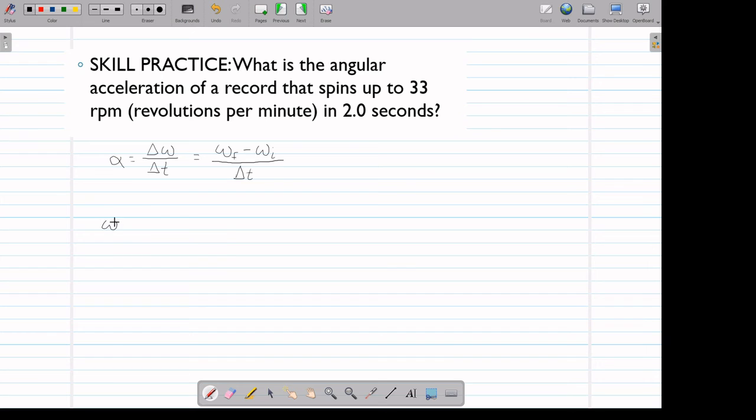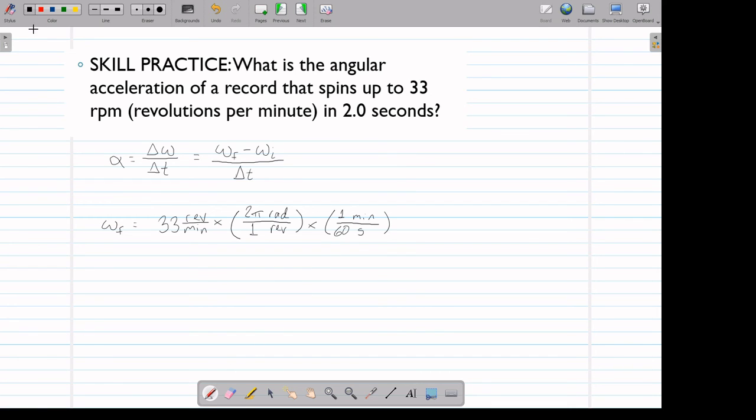All right, so omega f, the final angular velocity, is equal to 33 revolutions per minute, and we are going to convert that into radians per second. So we will go ahead and set up our conversion factor. First, I will bring revolutions to the bottom, and I will place radians on top. And remember, 1 revolution is equal to 2 pi radians. Next, I want to change minutes into seconds, so I will need a second conversion factor for that. I will place minutes on top and seconds on the bottom. 1 minute is equal to 60 seconds.